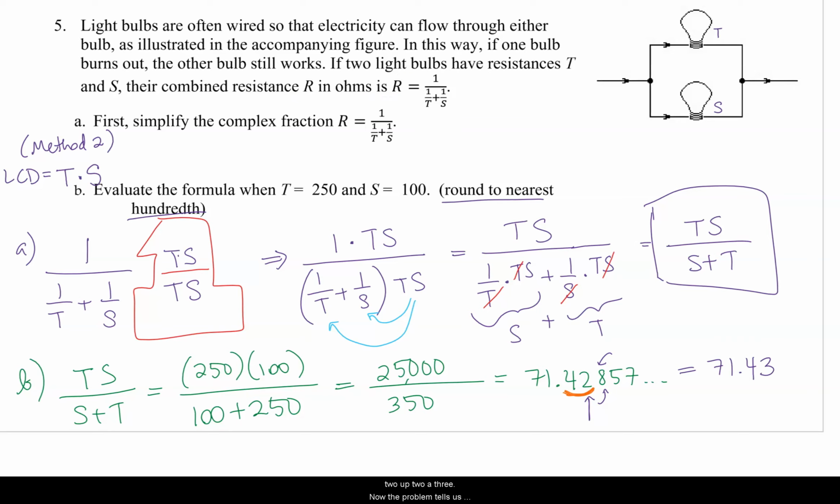Now, the problem tells us what units we need, but it's a little bit hidden and obscured. Resistance is in ohms, so this is in ohms, 71.43 ohms. And remember, for solving word problems, application problems, you want to make sure you attach units to the number or a description so that anyone reading your work will know what that number means. And there you have complex fractions. Happy studying!